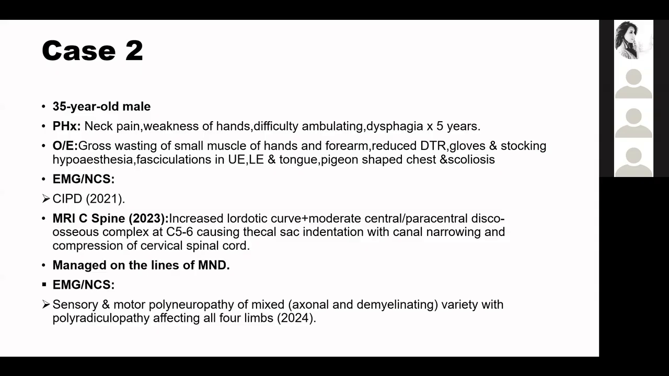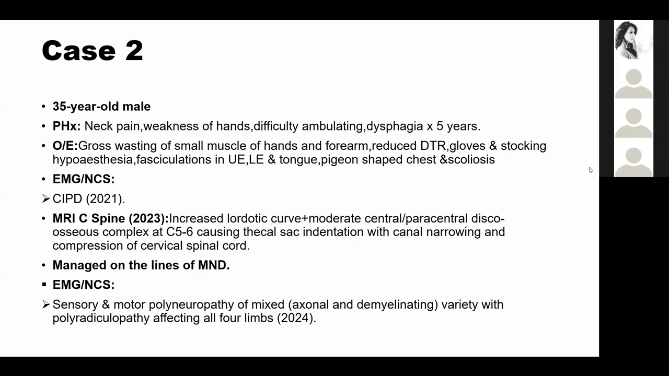He was a kind of a proven case of chronic inflammatory demyelinating polyneuropathy since 2021. His initial MRI in 2023 showed an increased lordotic curve and moderate central to paracentral disco-osseous complex at C5-6 that was causing thecal sac indentation with canal narrowing and compression of the cervical spinal cord. Initially, he was managed on the lines of motor neuron disease.